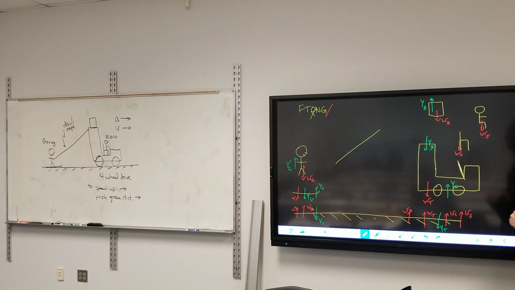All right, 2 more to go. Edro is normal force down on the chair. So normal force down on the chair. Does the chair push back against Edro? I hope so. Yeah. If it didn't, he'd fall.